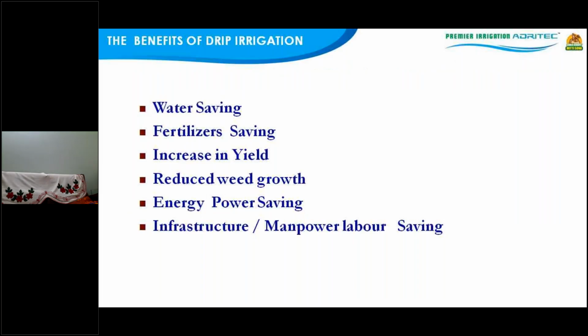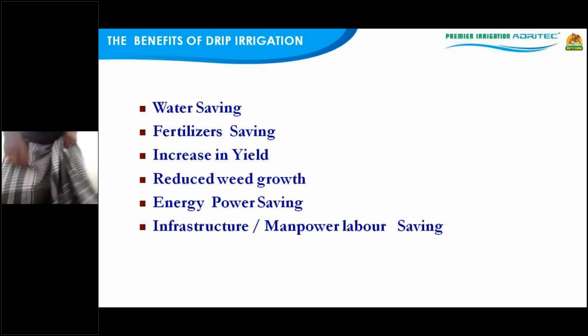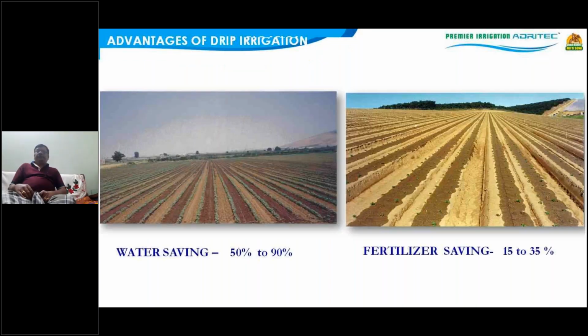If you look at the benefits, first will be the water saving, second will be the fertilizer saving, third will be the increase in yield, and then the reduction in weed growth, and then we have the major power saving and infrastructure, which is nothing but our manpower saving. So let us look at these by means of simple photographs. So this is the water saving.